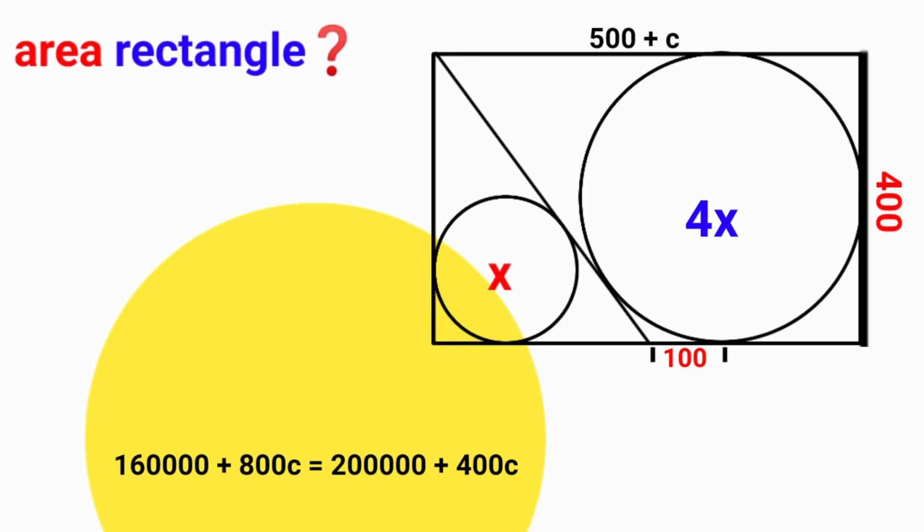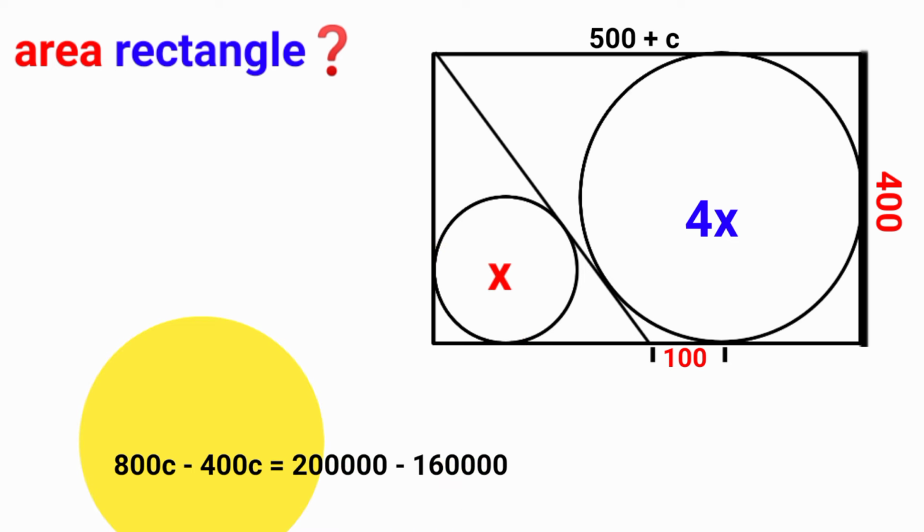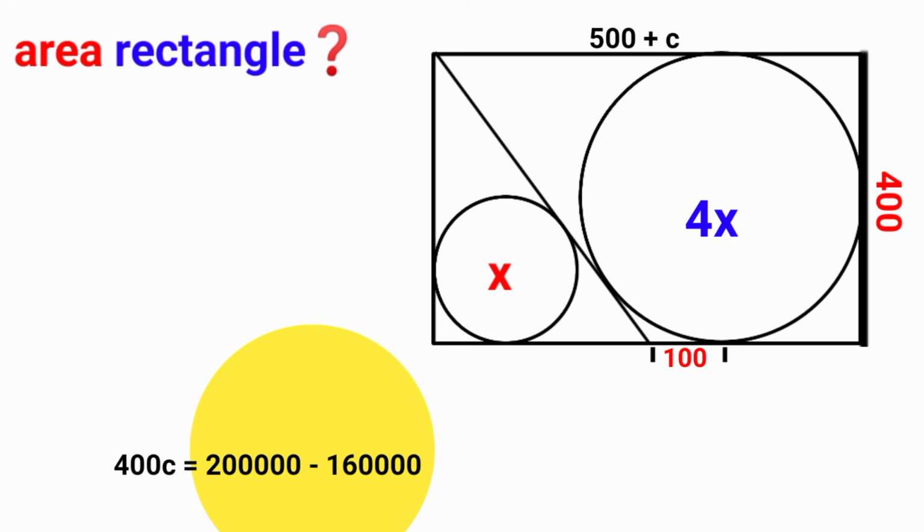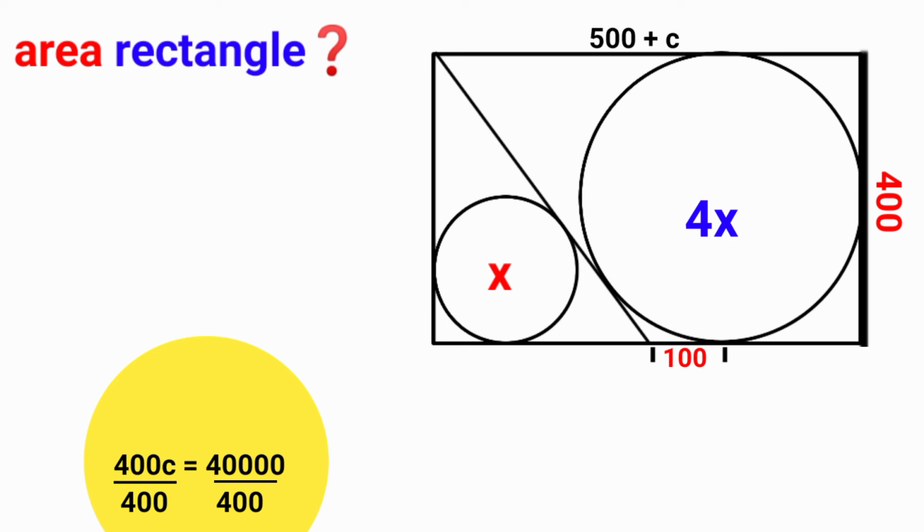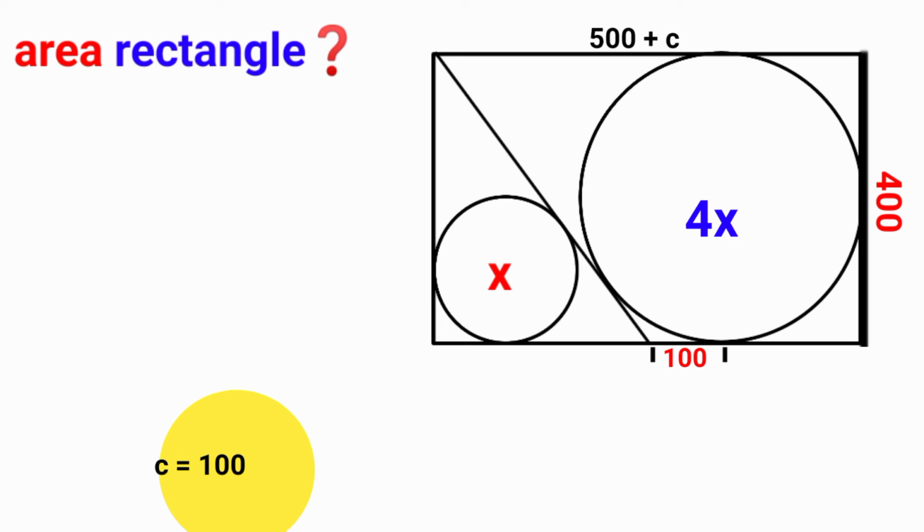Bring 400c to the left and 160,000 to the right. 800c minus 400c is 400c. 200,000 minus 160,000 is 40,000. So 400c equals 40,000. Divide both sides by 400. Here 400 cancels 400, while here 40,000 divided by 400 is 100. So c equals 100. Substitute it here. 500 plus 100 is 600. So the whole length of this side is 600 units.